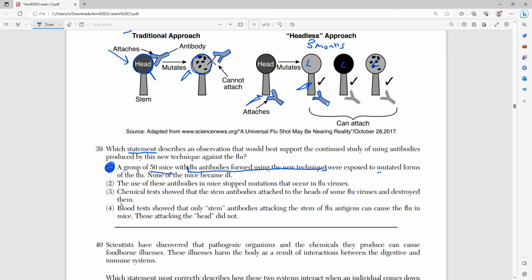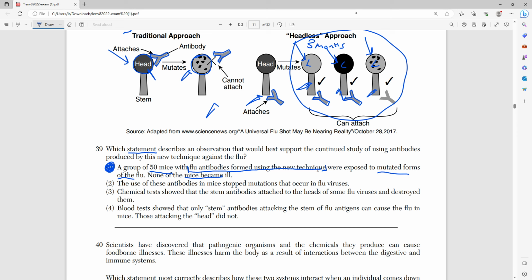And they were exposed to mutated forms of the flu, which means that they were exposed to all of these different variations, the gray head, the black head, the polka dot head. And despite them having these different mutations, none of the mice became ill, which means that they managed to kill off the virus, which means that despite all these mutations, the antibodies successfully bonded to the stem and killed off the virus from the stem. This means that it's effective. This means that this new method actually works, right? This literally described what we found here, and it supports it.